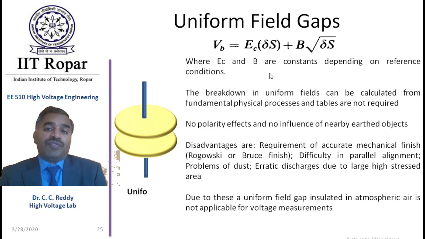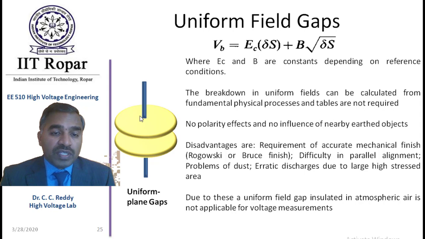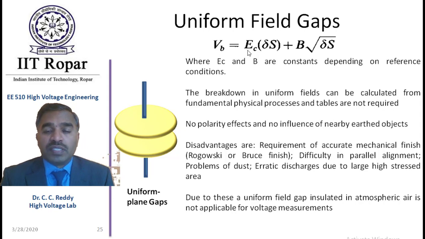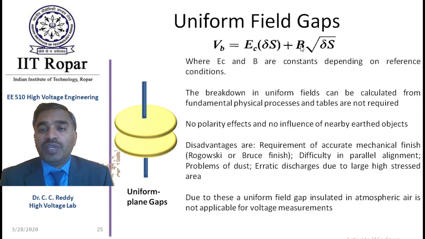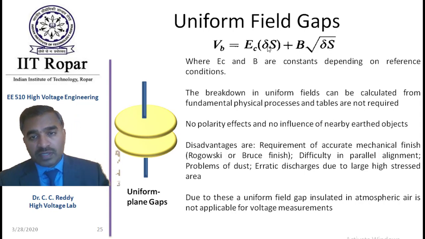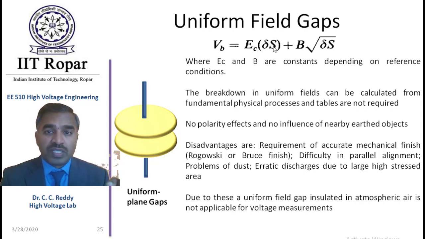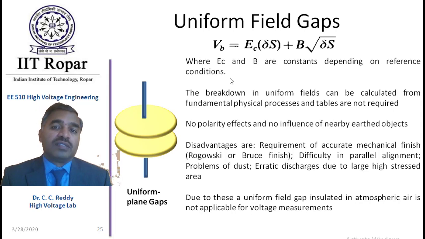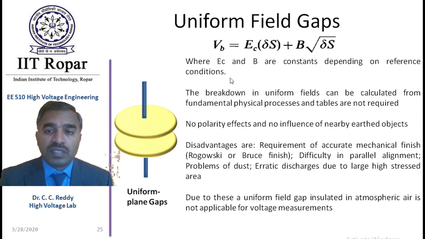Now, uniform field gaps. Uniform field gaps means two parallel plane configurations, parallel plane electrodes, separated by certain distance. So here the voltage breakdown is given by this equation, EC into delta S plus B root delta S. This delta is the relative air density, and S is the gap spacing, and EC and B are constants, depending on the reference conditions, such as, again, relative air density, etc.